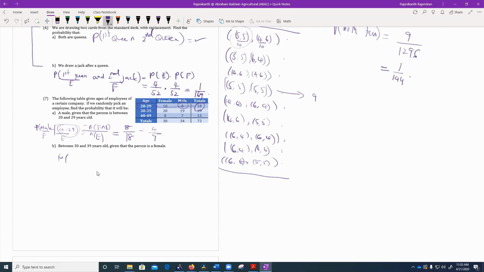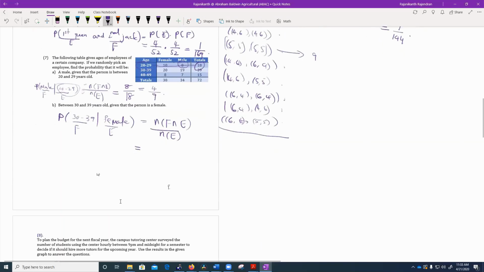Now the next one. The probability of choosing a person who is from 30 to 39 years of age, but that person should be a female. This is my F event and this is E. Again, F intersection E over E. So now remember, you are choosing a person to satisfy these two. Should be female, and 30 to 39. How many of them are there? 30 to 39, female: 20.